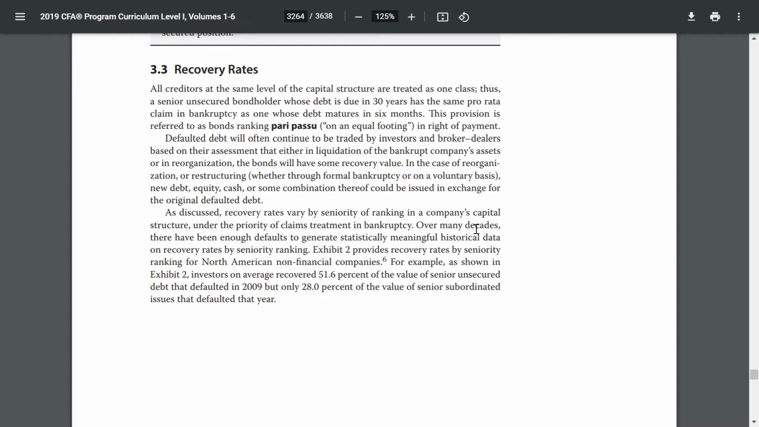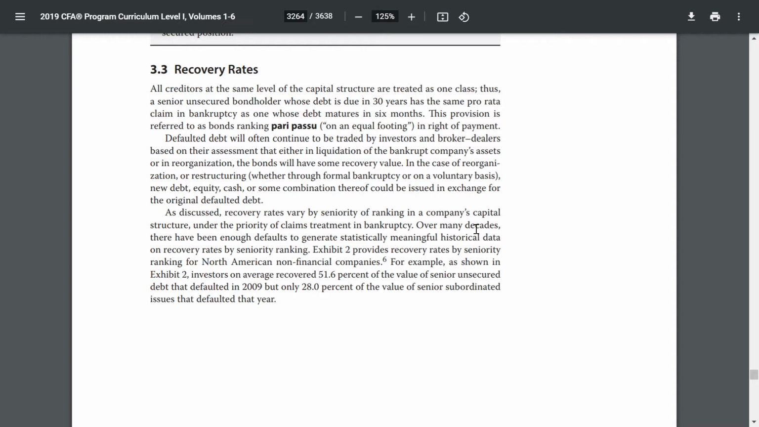Defaulted debt will often continue to be traded by investors and brokers-dealers, based on their assessment of either the liquidation of the bankrupt company's assets, or in recognition the bonds will have some recovery value. In the case of recognition or restructuring, new debt, equity, cash, or some combination thereof could be issued in exchange for the original defaulted debt.